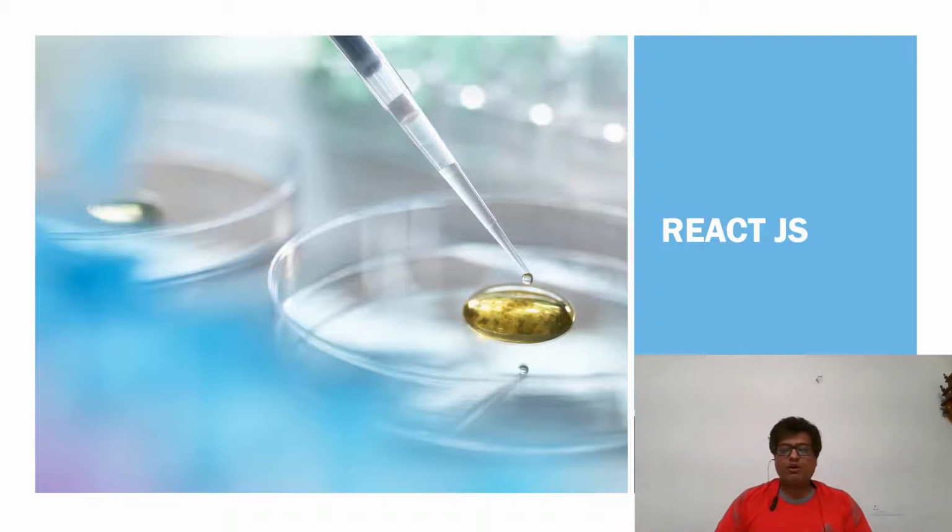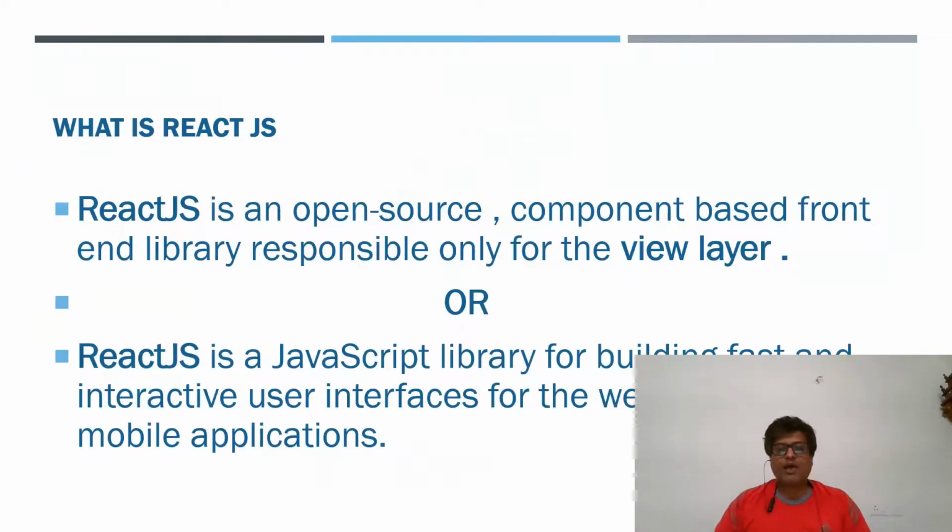So we will be learning about the definition of React.js. React.js is an open source component based front end library responsible only for the view layer. So it's exactly a front end library. And in other terms, it is also said that React.js is a JavaScript library for building fast and interactive user interfaces for the web as well as mobile applications.